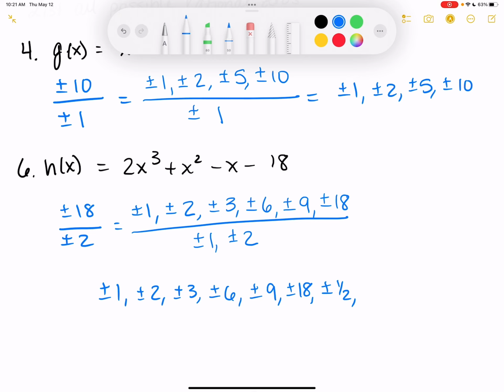3/2, we haven't written that one yet, so plus or minus 3/2. 6/2 is 3, which we've already written, so skip it. 9/2, we haven't written that one yet, so plus or minus 9/2. 18/2 is 9, which we've already written, so that's it. That's it.